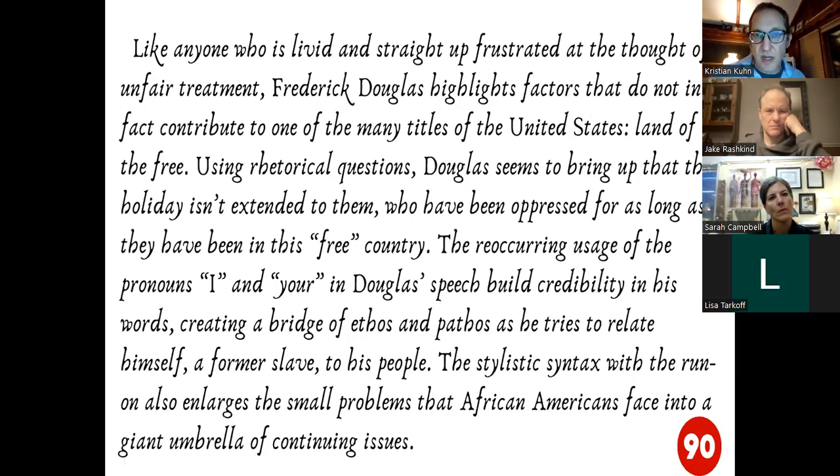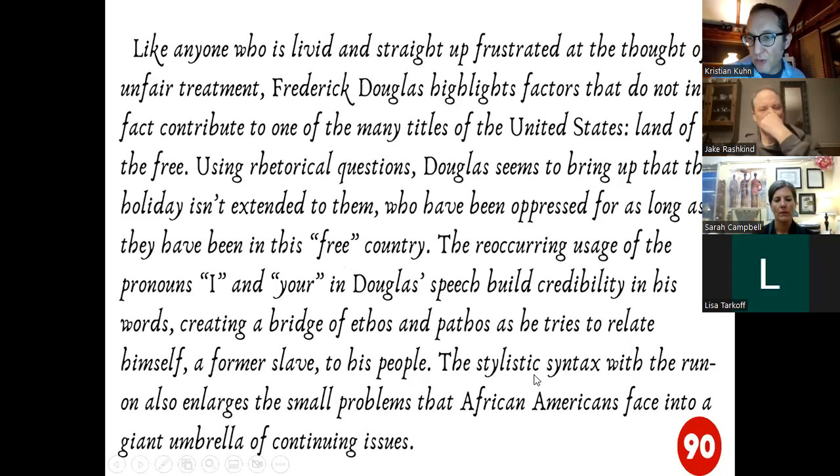Like anyone who's livid and straight up frustrated at the thought of unfair treatment, Frederick Douglass highlights factors that do not, in fact, contribute to one of the many titles of the United States, Land of the Free. Using rhetorical questions, Douglass seems to bring up that this holiday isn't extended to them, who've been oppressed for as long as they have been in this free country. The reoccurring usage of the pronouns I and your in Douglass's speech build credibility in his words, creating a bridge of ethos and pathos as he tries to relate himself, a former slave, to his people. The stylistic syntax with the run-on also enlarges the small problems that African Americans face into a giant umbrella of continuing issues.